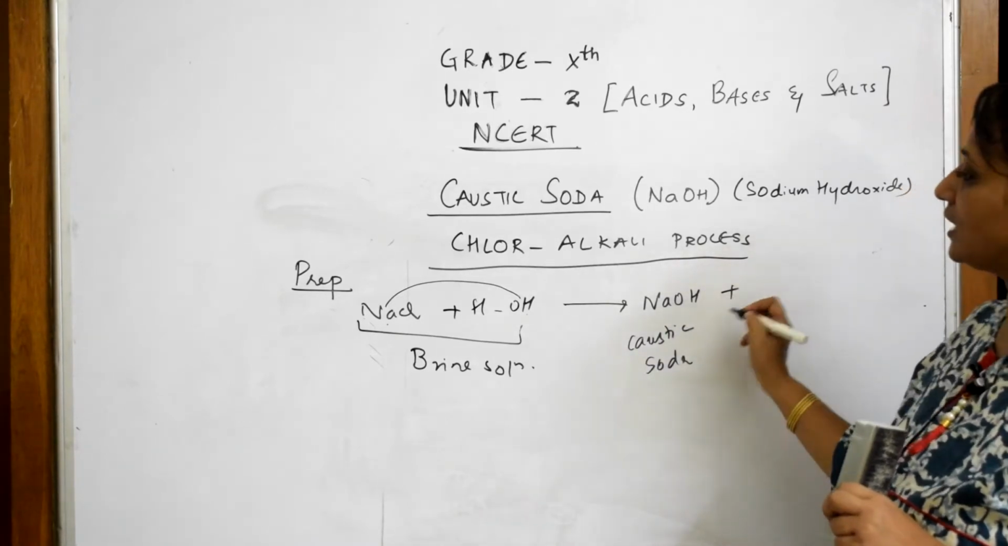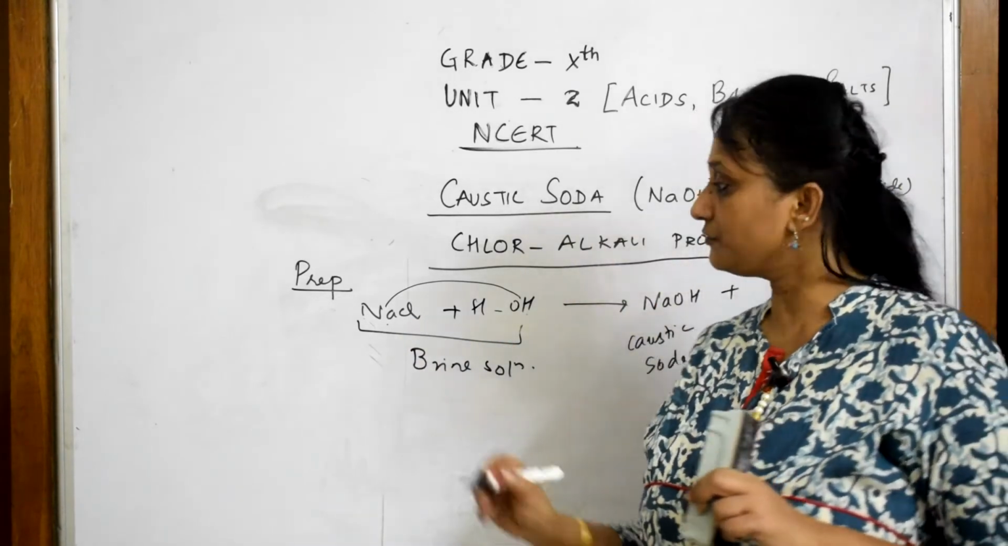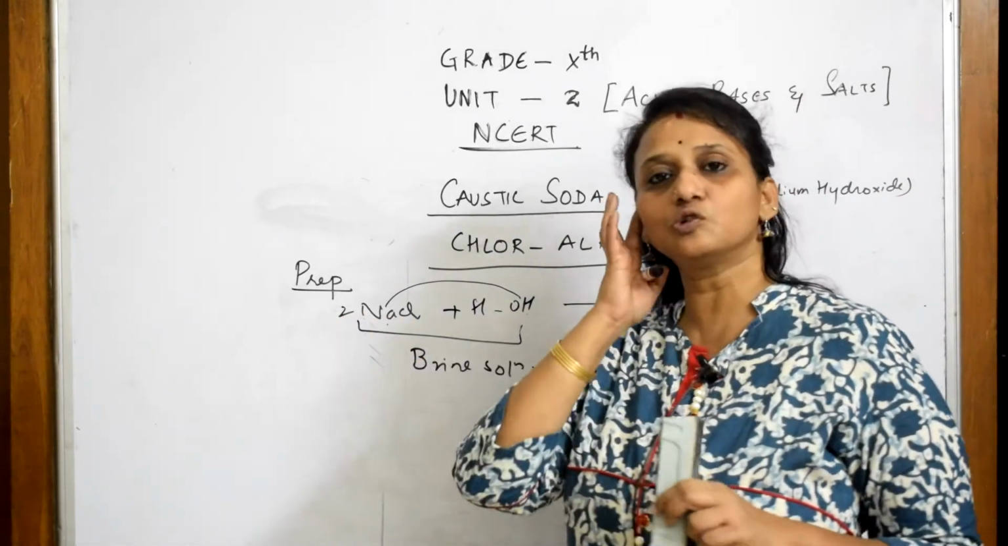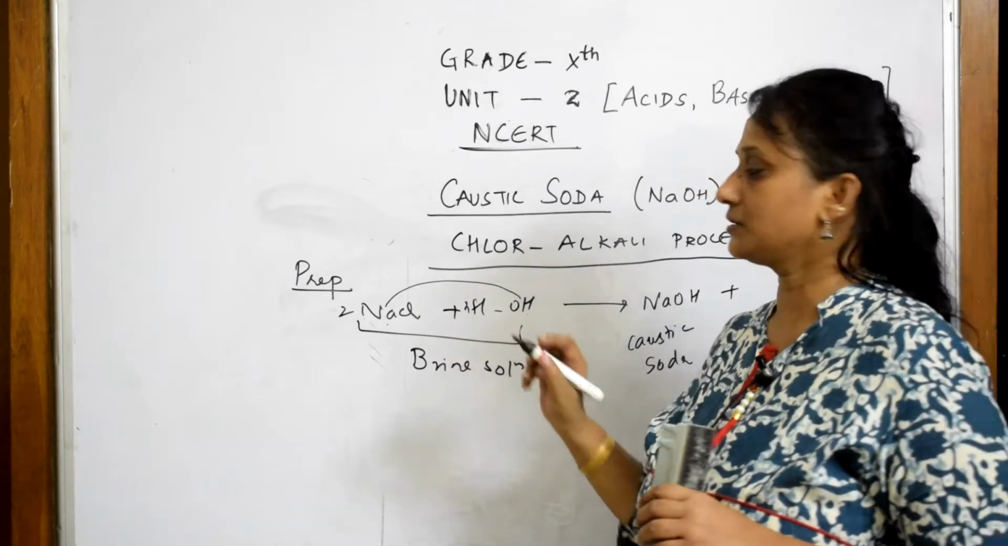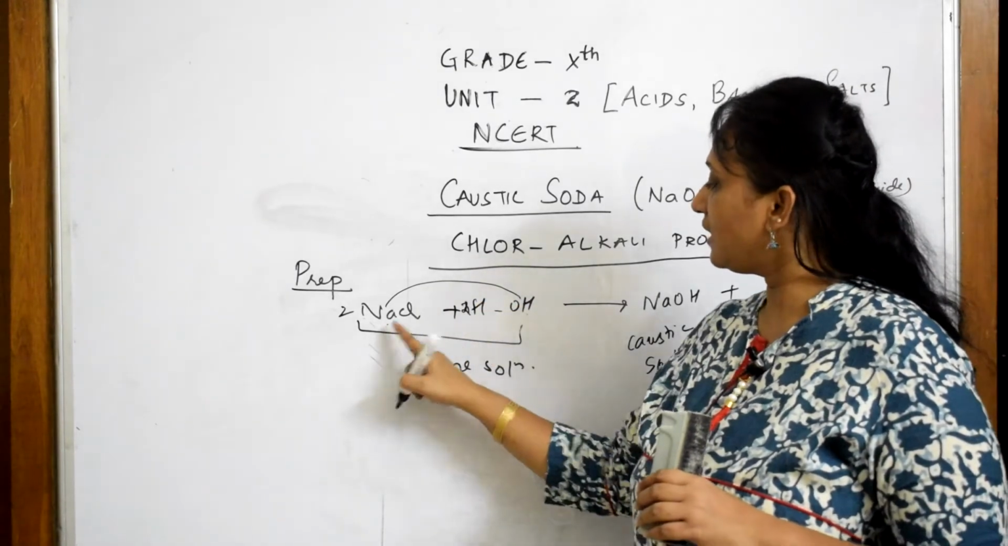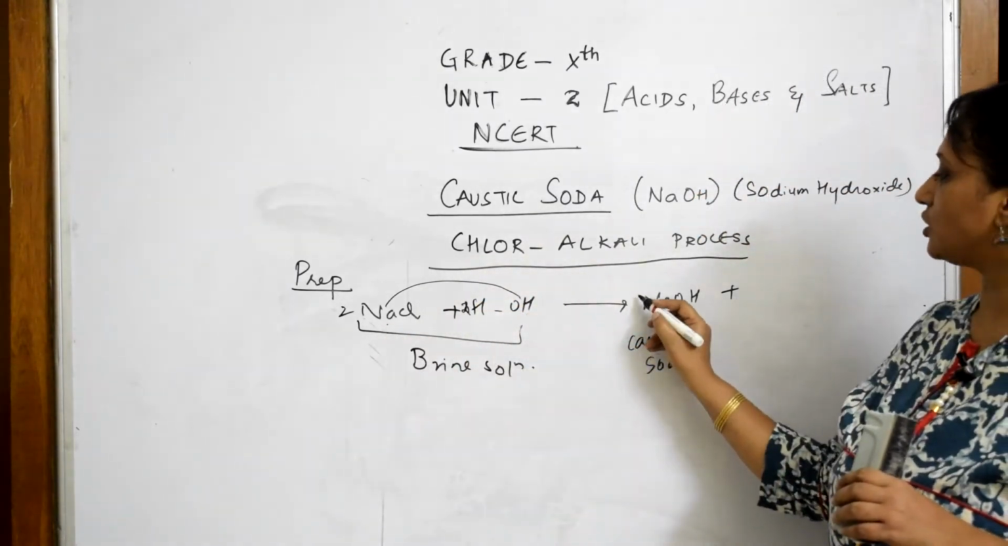After that, you have a compound. Suppose I am taking 2 moles of this, 2 moles means 2 molecules of NaCl, and I am taking 2 molecules of water here. Okay. Now see, NaOH is over. I need to write 2 here.